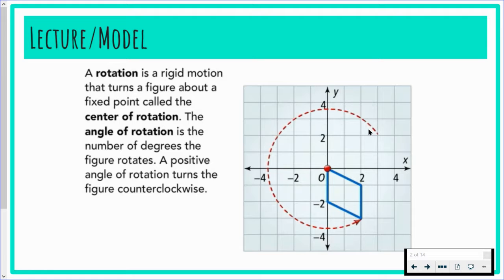So let's get started. A rotation is basically, as we see here, turning a figure around. We started with a figure in quadrant one, and then we turned it all the way into quadrant four. So it is a turn. It still is the same size and shape, just in a different position.